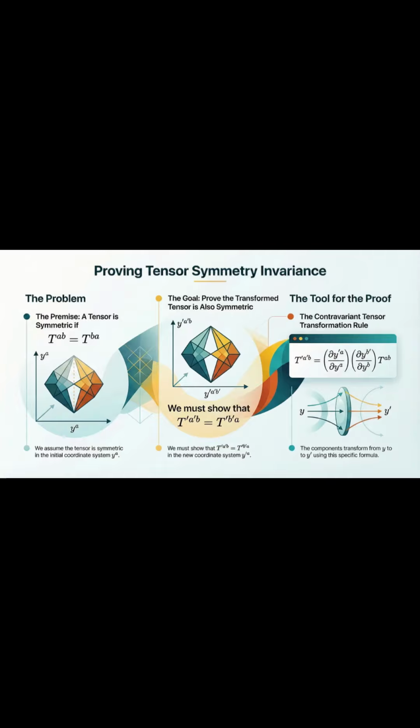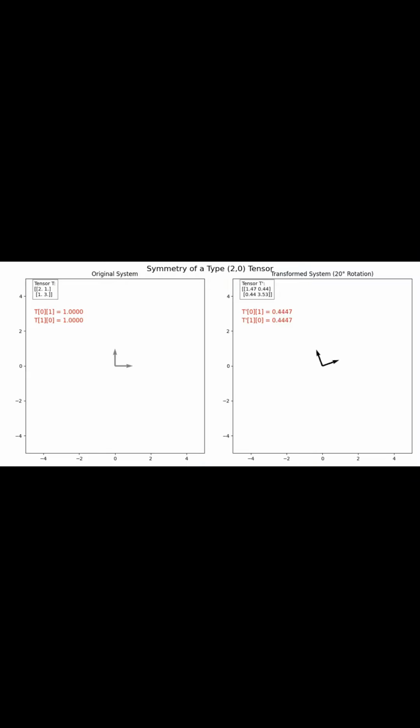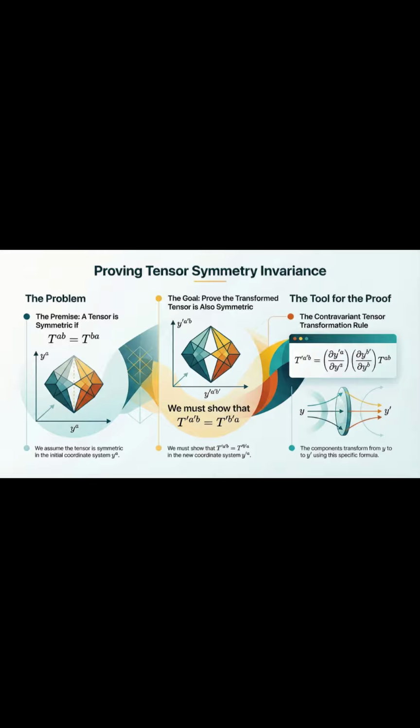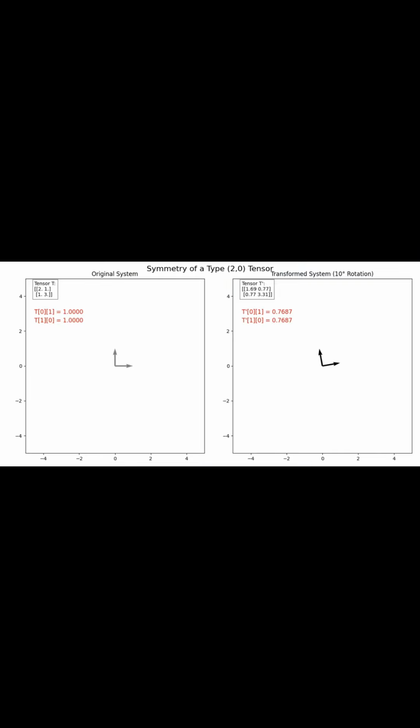Second, how do we test this? We use the transformation mechanism. Basically, when you move from one coordinate system to another, the tensor's components change according to a specific rule. This rule uses partial derivatives to act like precise scaling factors, accounting for all the stretching and rotating between the two viewpoints.